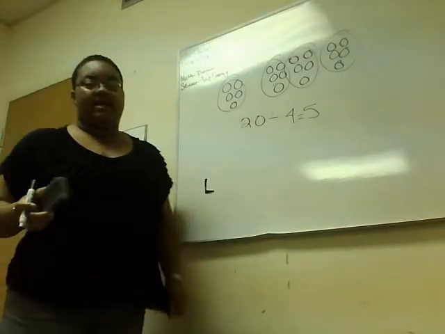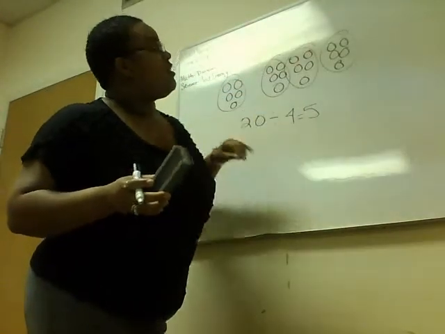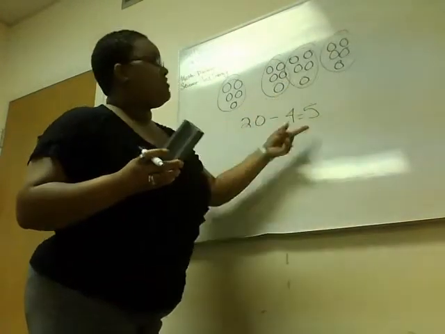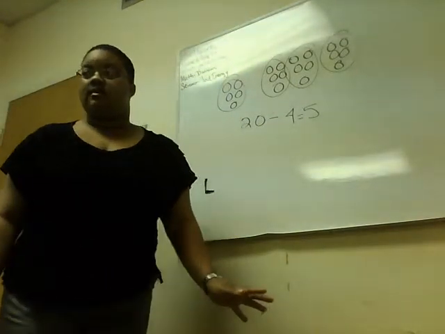Let me explain to you again. We have 20 marbles divided by 4 circles, which gives us 5 in each circle. Does that make sense? Yes, ma'am. Does everybody understand that? Yes, ma'am.